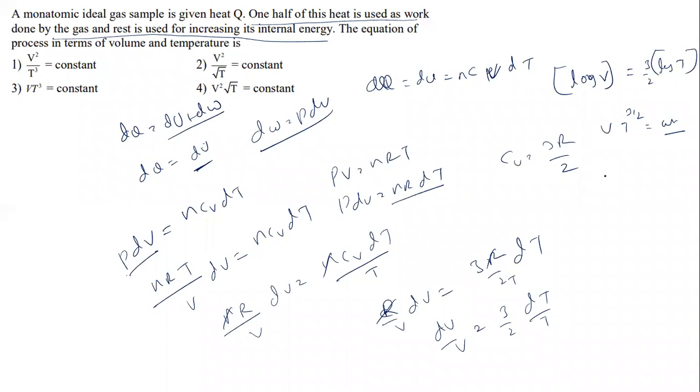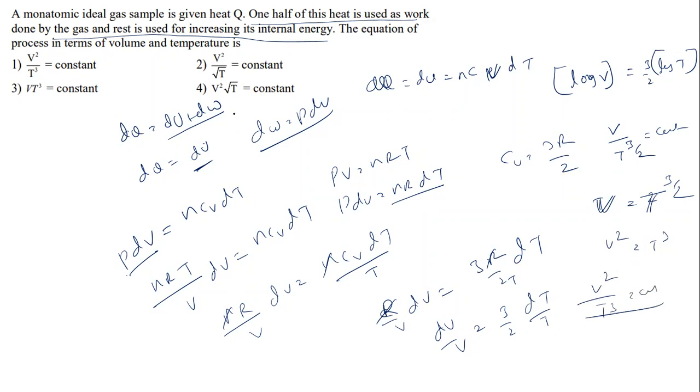Okay. Then by solving, you will get V T power minus 3 by 2 is equal to constant. Squaring on that, V square is equal to T cube. So V square by T cube is equal to constant.